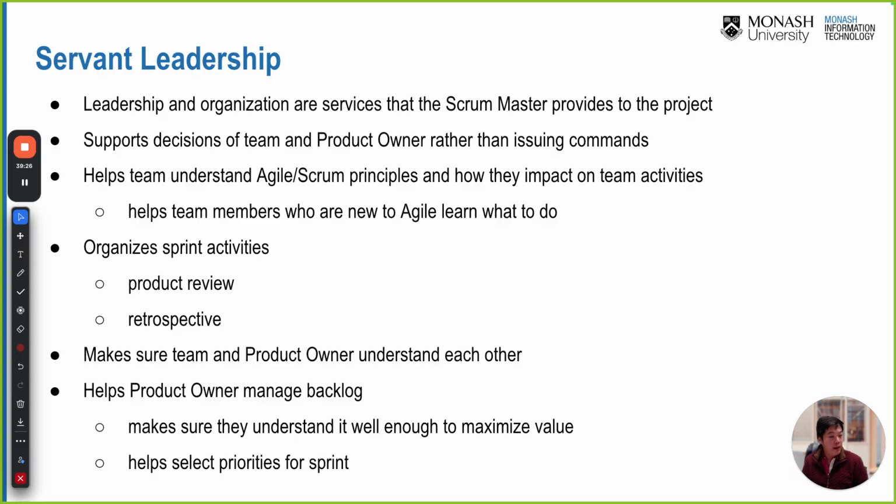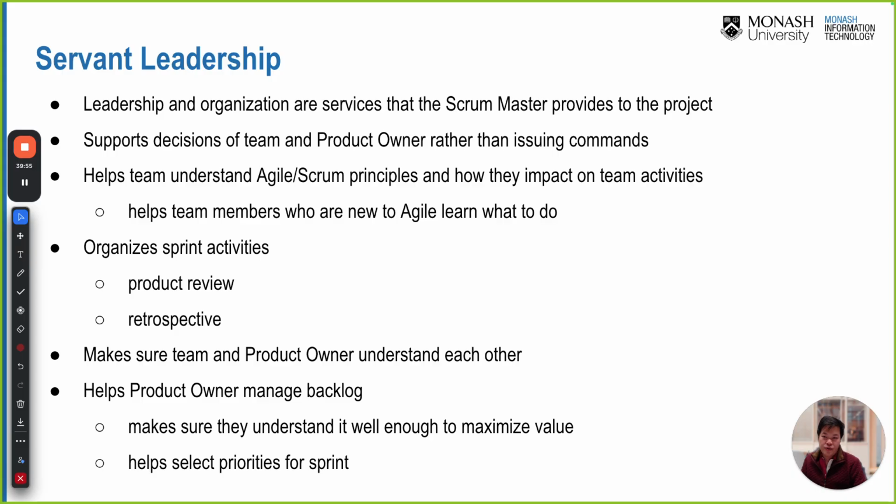That's more like mentorship, okay? That's servant leadership. You try to support the decisions of the team, the product owner, rather than issuing commands, okay? It's not like, okay, you have to do it that way, that kind of thing. No, not like that, okay? That's not servant leadership, and it's not nice as well. And you really want to help teams understand the Agile and Scrum principles, okay? And how they impact the team activities, okay?